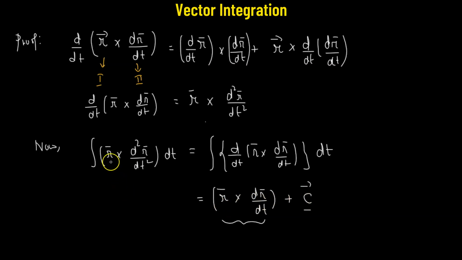So hence we have shown that when we take the integration of the vector cross product between r vector and the second derivative, this is going to give us vector r crossed with the first derivative of r with respect to t plus the constant of integration c.